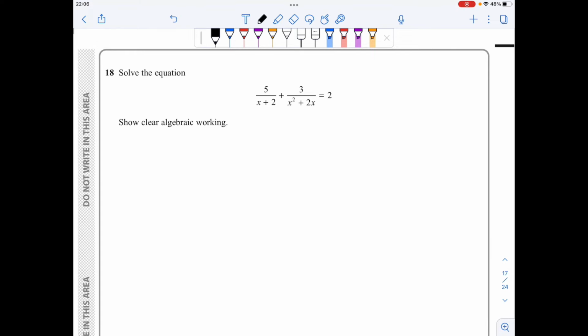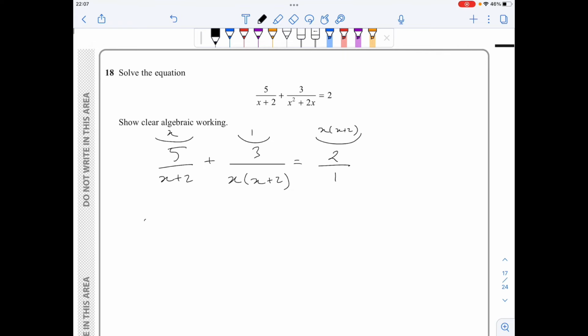In question 18, I'll start by factorizing the second denominator. So 5 over x plus 2 plus 3 over x(x plus 2) is equal to 2 over 1. So the lowest common multiple of the denominators is x(x plus 2). I'll multiply the first fraction by x, the second one by 1, and the third one by x(x plus 2).